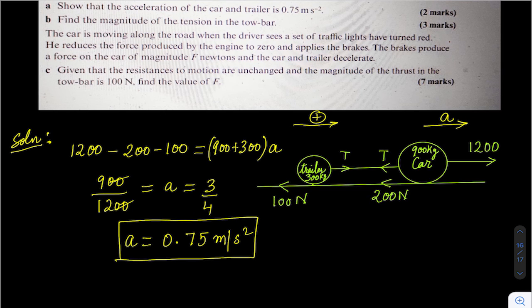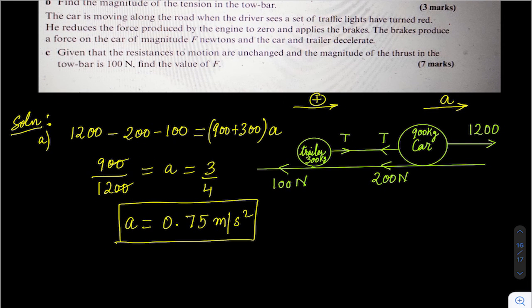So I hope this is clear now. Again, we are using the whole system as one. So net force is 1200 minus 200 minus 100 is equal to net mass into acceleration. So that's done now. B part.